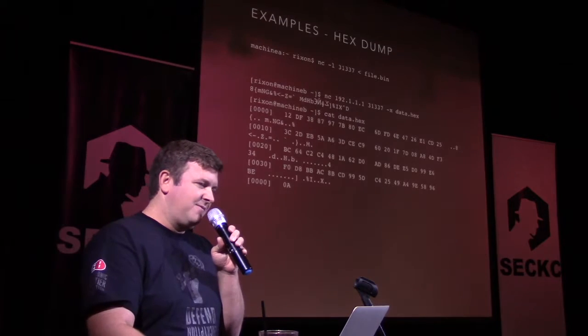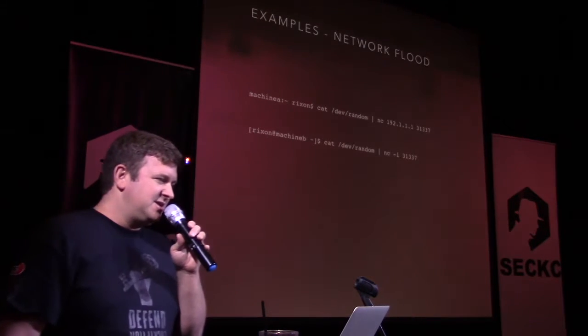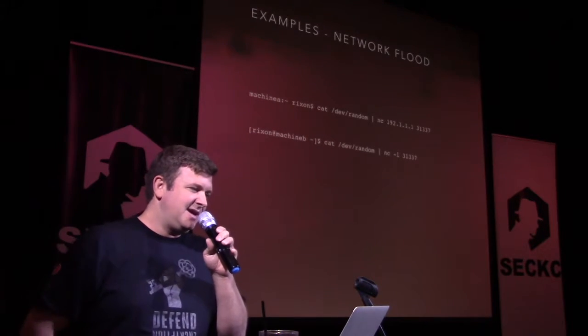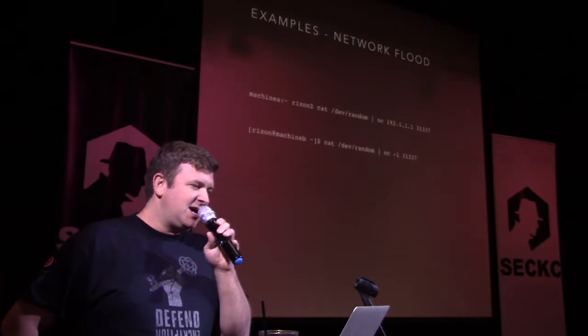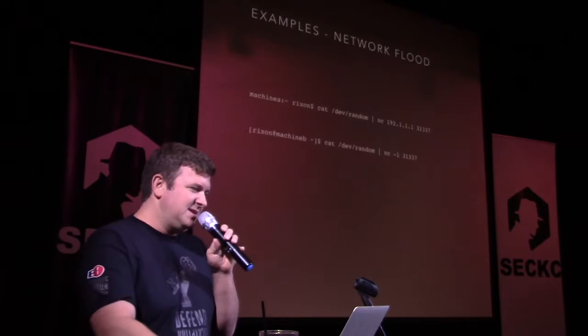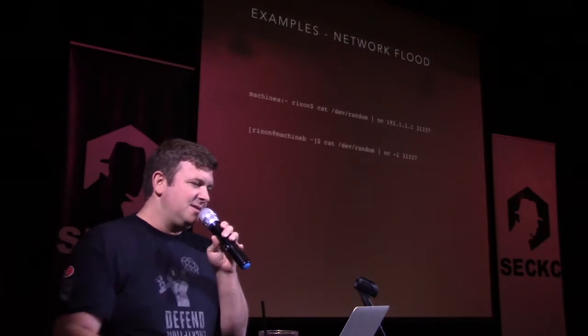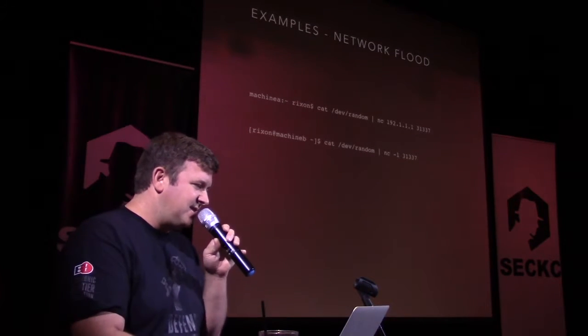If we want to do flooding of a network, we can just put a whole lot of data into netcat on both machines or one machine, and as fast as the data can come in through that Unix pipe, it's going to go right back out the network interface.